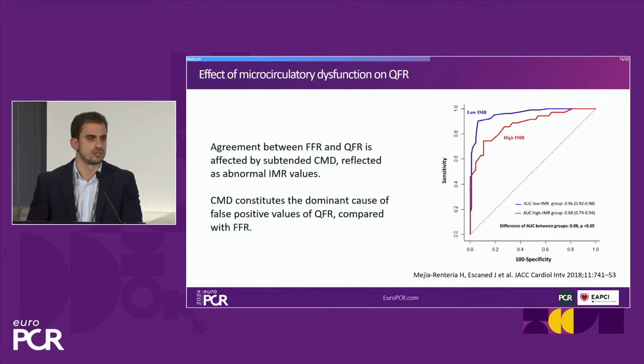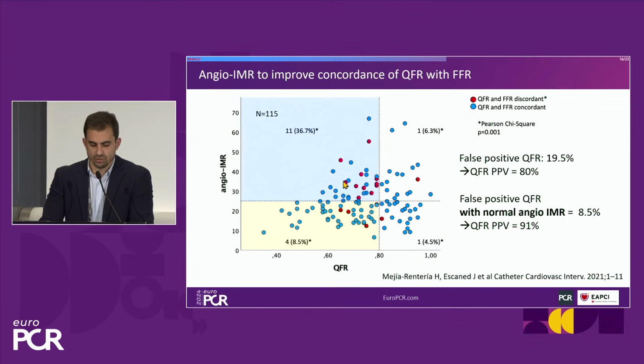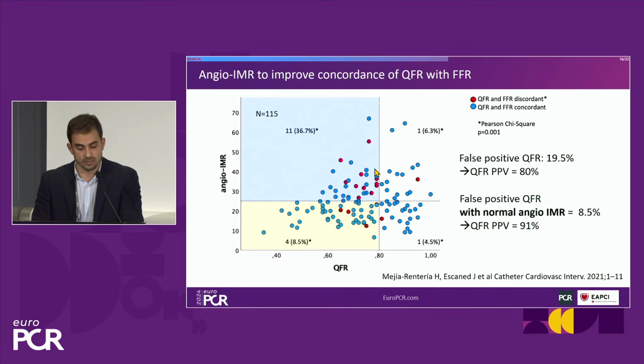So it may be very useful to know angio-IMR, especially to make sure that the value we are getting with QFR is true, is not a false positive, especially when FFR is normal. So this is a cohort of patients with suspected coronary artery disease, in which we performed FFR and QFR. The red dots correspond to the patients that had discordant values of QFR and FFR, and as you can see, most of these red dots correspond to patients that have positive QFR and also high values of angio-IMR.